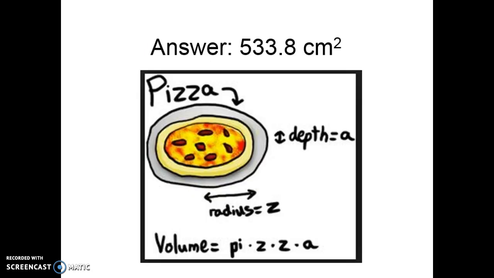And here is something a little bit funny to make you smile as you go. This does work for the volume of a cylinder. All you have to do is remember pizza.